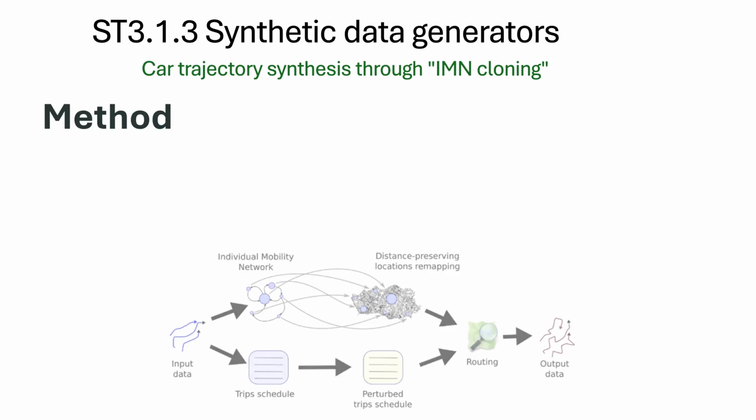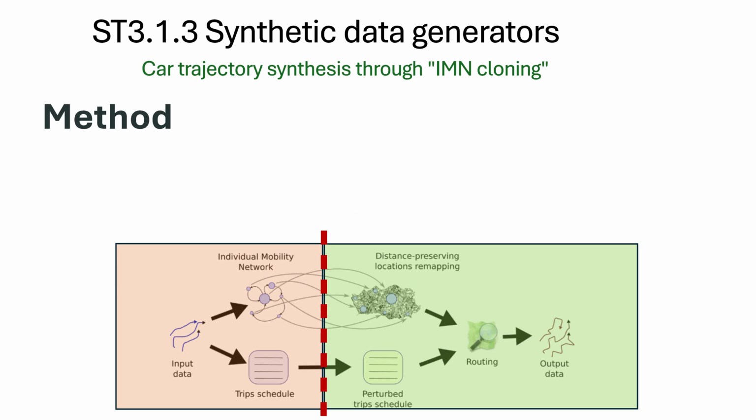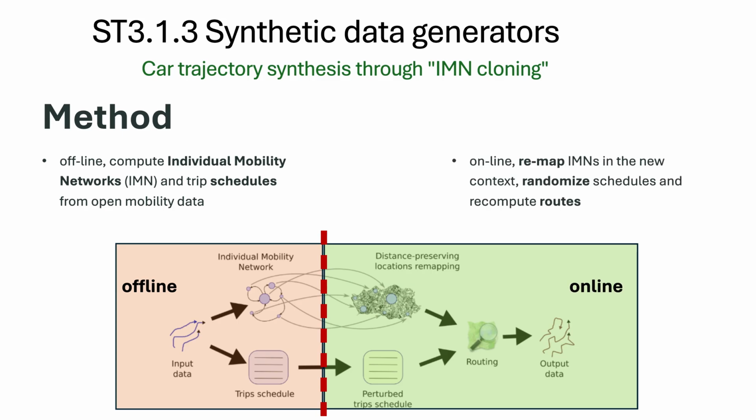The method developed consists of a pipeline where we have an online and an offline phase. In the offline phase, open mobility data are processed to extract spatial locations where vehicles are stopped and their corresponding trip timings. And the online phase remaps spatial locations and timings to the destination geographical areas, introduces a controlled randomization, and reroutes trips over the local road network.